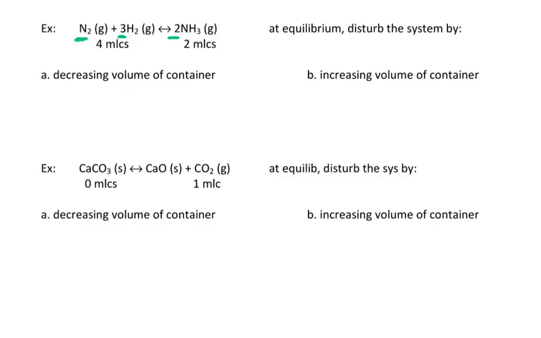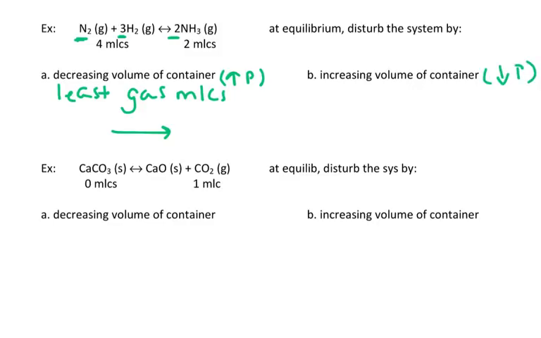So if we decrease the volume, which is the same as increasing pressure, we're going to go to the side with the least gas molecules. The one that has the least number of gas molecules is the right, so we're going to shift to the right. If we increase the volume, which we know to be the same as decreasing pressure, we're going to shift to the side with the most number of gas molecules, which is the left.